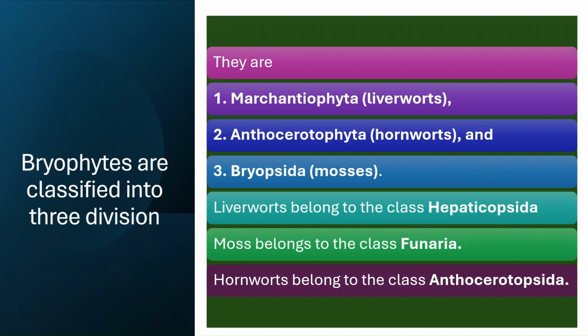Bryophytes are classified into three divisions. They are Marchantiophyta, example is liverworts, Anthocerotophyta, hornworts, and Bryopsida, mosses. Liverworts belong to the class Hepaticopsida. Moss belongs to the class Funaria. Hornworts belong to the class Anthocerotopsida.